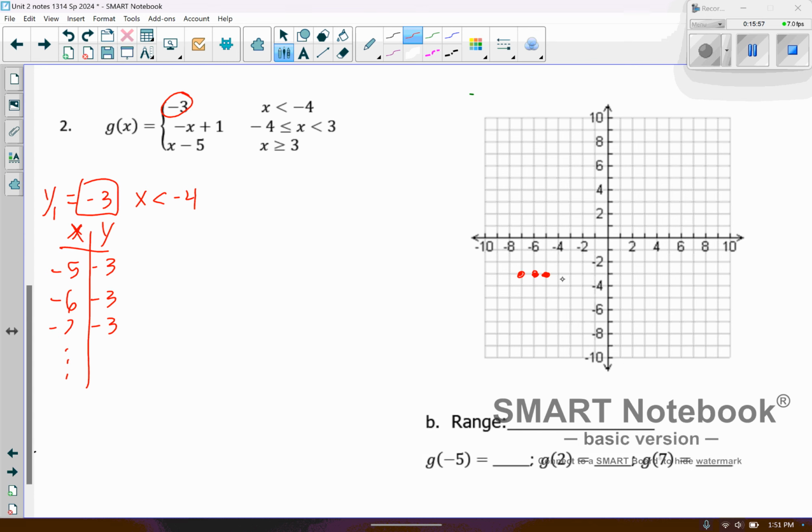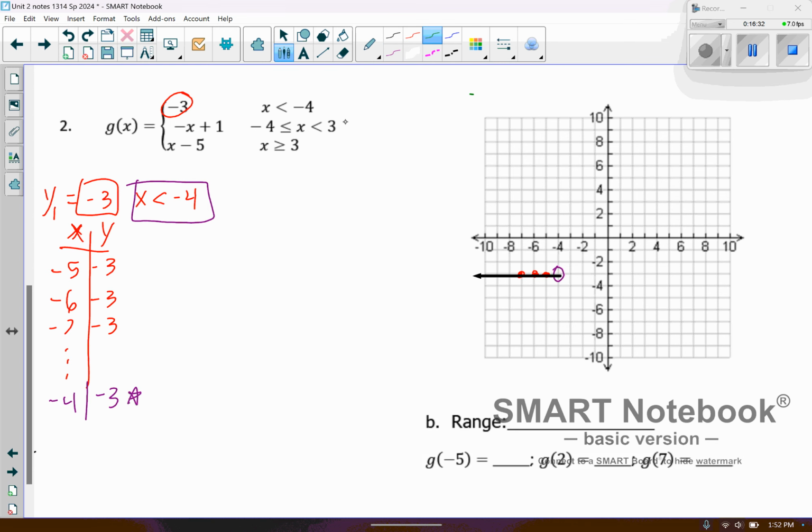I could keep going. Now remember, we're bumping up against -4 right here. And so even though it's not included, I'm going to go ahead and put it in my table. And so I would get back -3, and I'm going to put a little asterisk next to it. And so what I need to remember is that at -4, -3, I'm going to have an open circle right there. And then we'll go ahead and connect that like this. And that's that part of the graph right there. That's y1. That's the first part of the function.